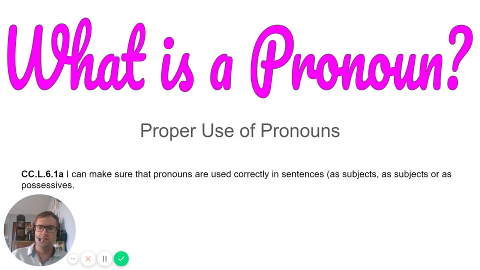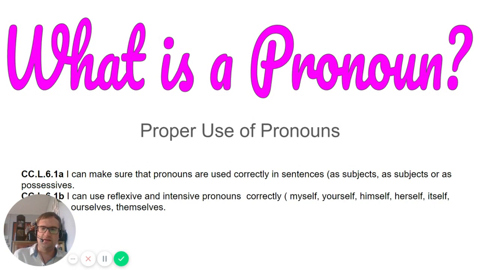So hopefully after this lesson, your goal should be to make sure that pronouns are used correctly in sentences, being a subject, an object, or a possessive. The next objective that we'll be looking at covering is that you can use reflexive and intensive pronouns correctly. You may think these two pronouns are different, but actually they look very much the same. We'll take a look at some of the examples throughout this presentation.